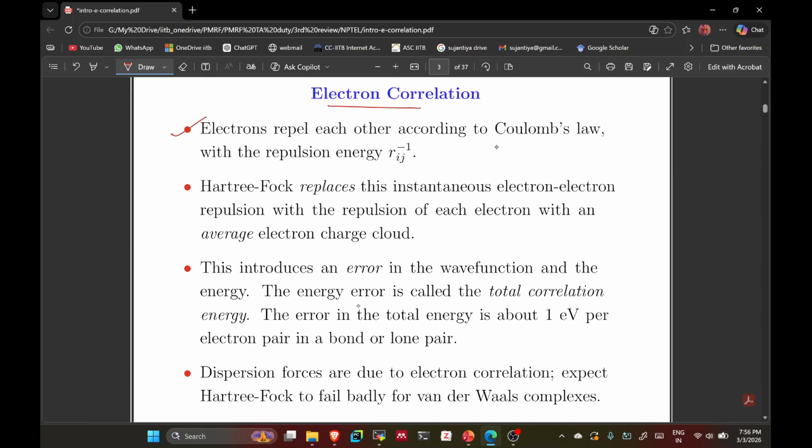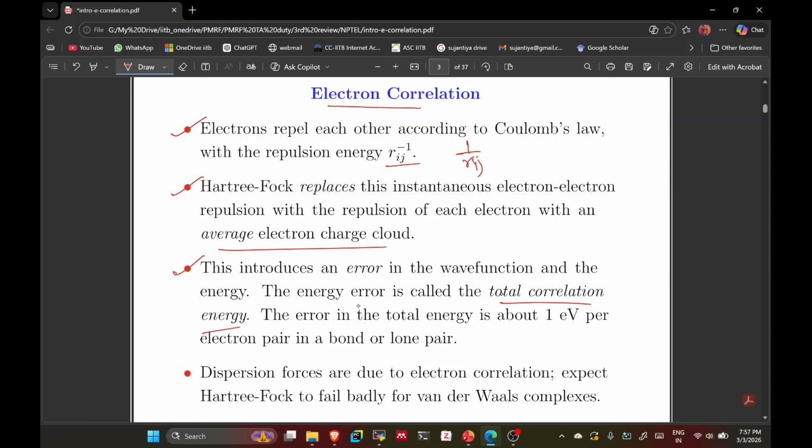Electrons repel each other according to Coulomb's rule, with repulsion energy 1/Rij in atomic units. Hartree-Fock replaces this instantaneous electron-electron repulsion with the repulsion of each electron with an average electron charge cloud, which I have just mentioned before. This introduces an error in the wave function and the energy. The energy error is called the total correlation energy.